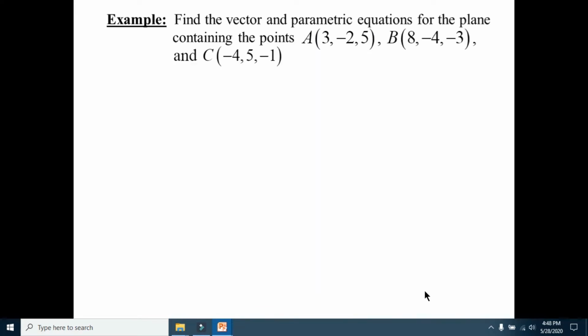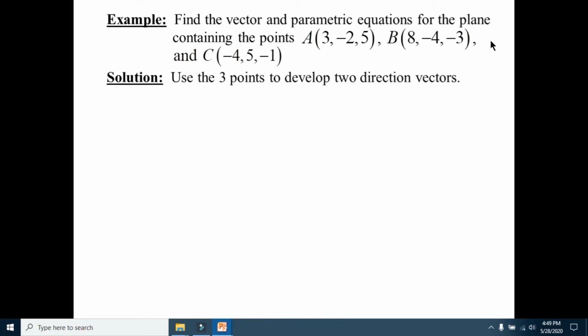Example, find the vector and parametric equations for the plane that contains 3 points. Now this is an example where the sufficient conditions is the 3 non-collinear points. And the solution is, use the 3 points to develop 2 direction vectors.